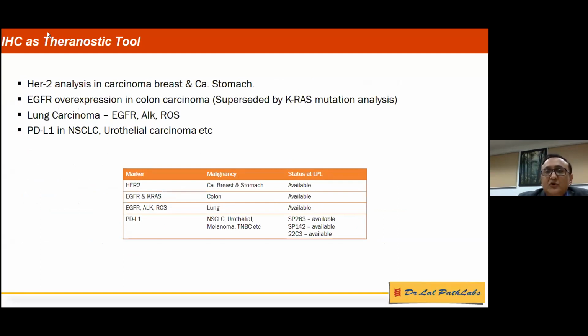Now, for PD-L1, more and more approvals are coming from the FDA for its utility in carcinomas. So we can use PD-L1, even if we are not able to arrive at the actual primary site, depending on the morphology and the location of origin of the cancer. We can use targeted therapy based on the PD-L1 expression of the tumors.